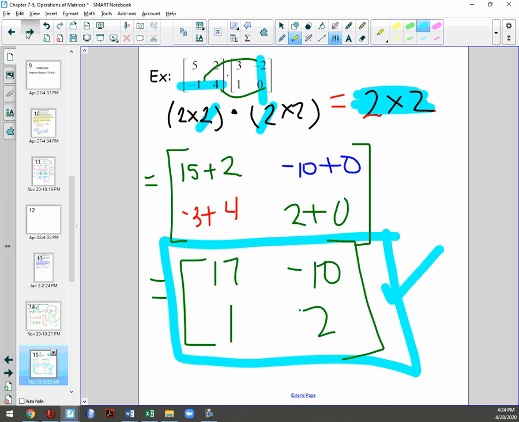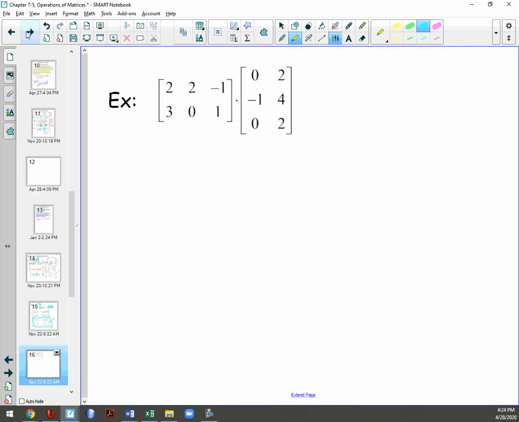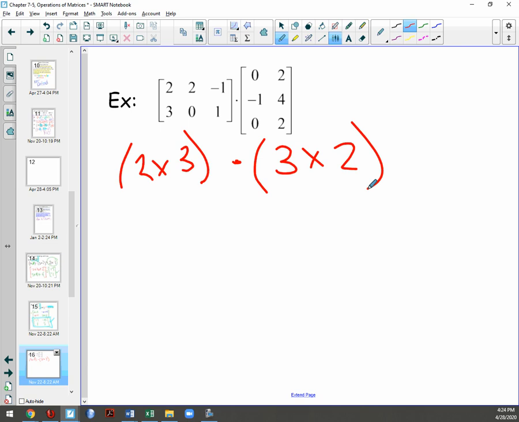Let's do it again. First things first, we are going to check to see if it's possible. So I have 2 rows by 3 columns. I have 3 rows by 2 columns. Do my inner numbers cancel out? Yes, they do. So my end result is supposed to be a 2 by 2. So it's possible for me to do it. The very first thing I want your brain to do is to take row 1 with column 1.